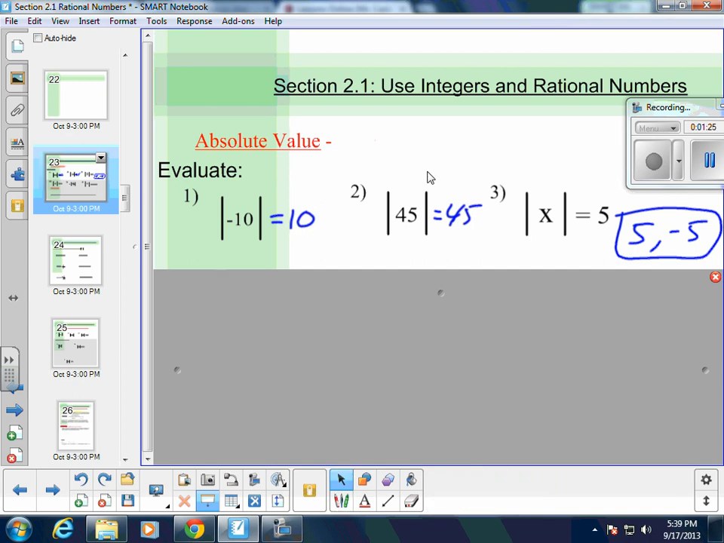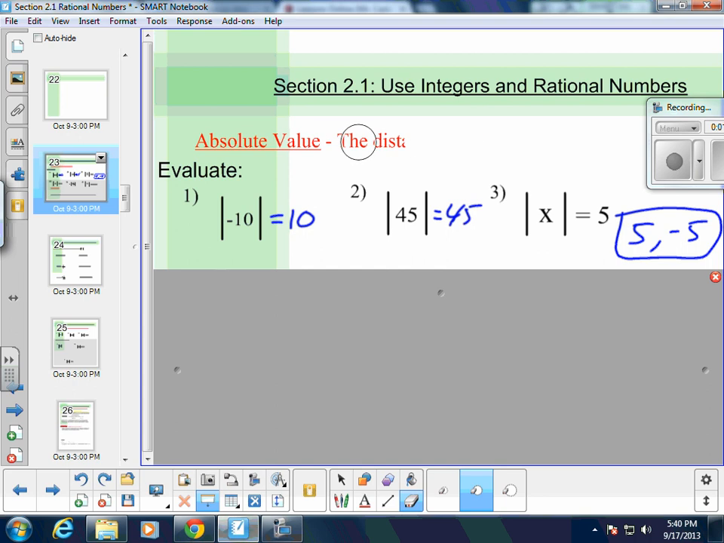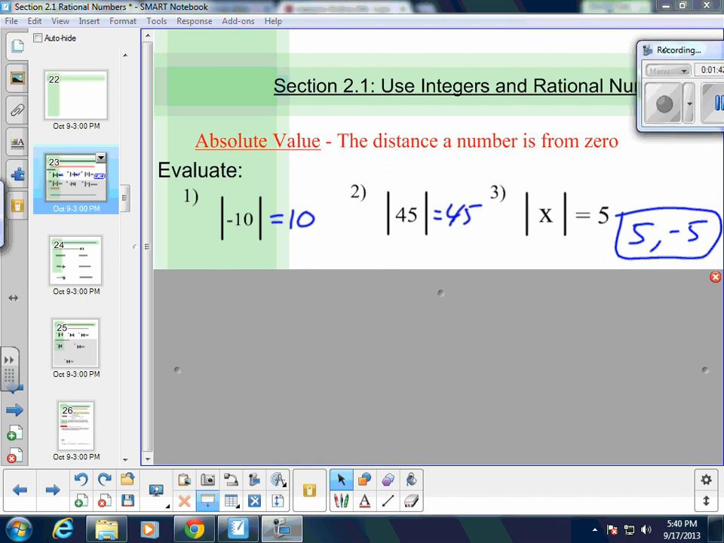So after me going through a few examples, sometimes they start to remember what absolute value looks like. In terms of giving me a definition, sometimes they can come up with it, sometimes not. But what happens with absolute value, the definition is the distance a number is away from 0. And we're talking about on the number line.